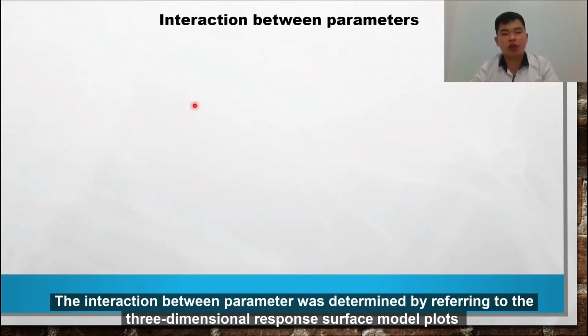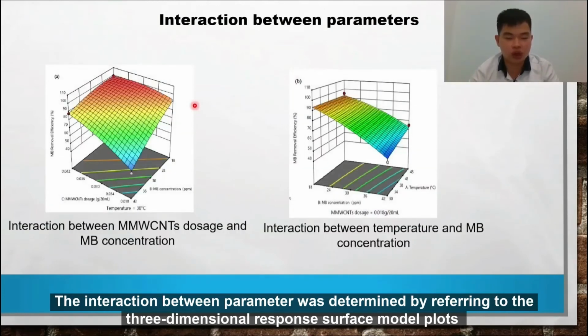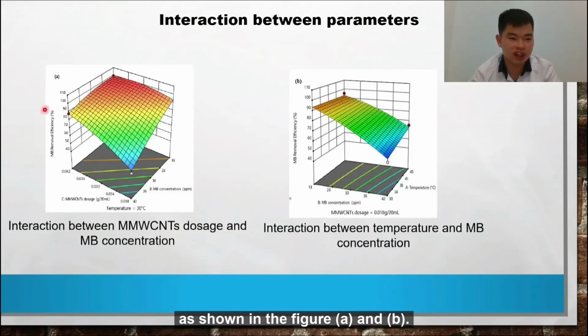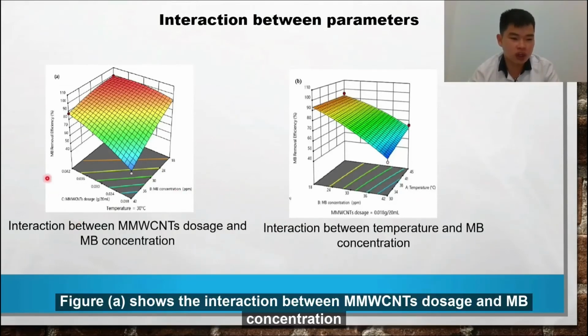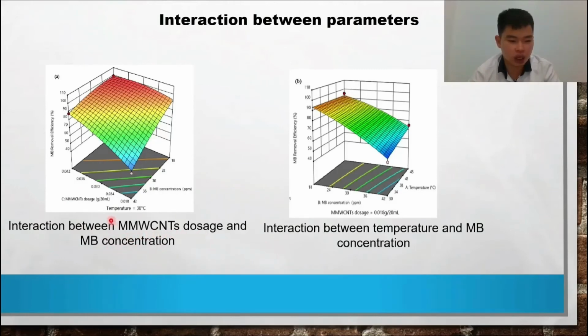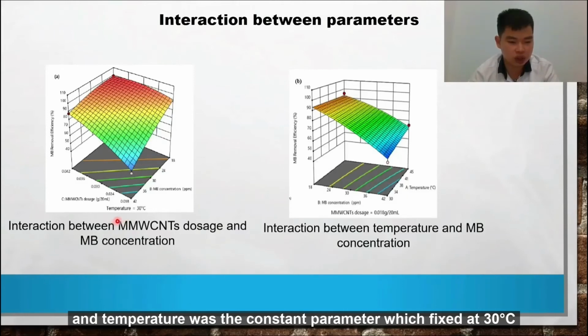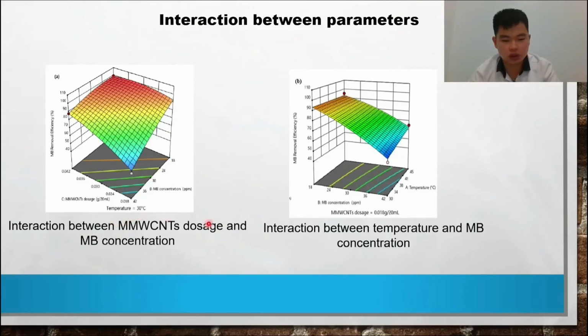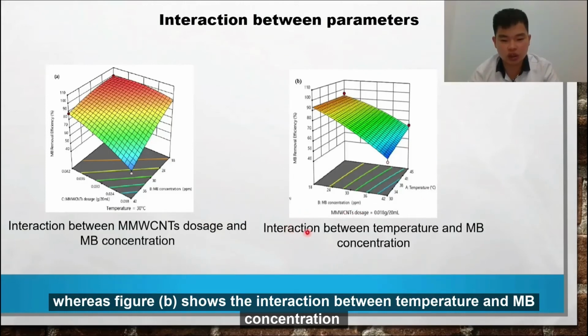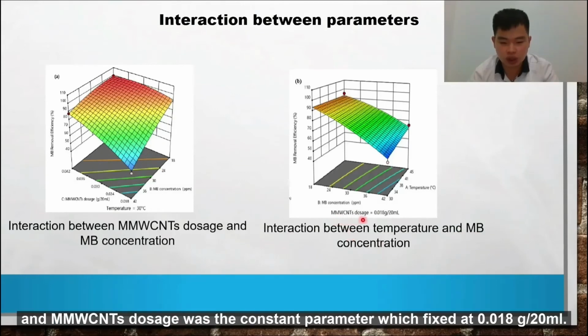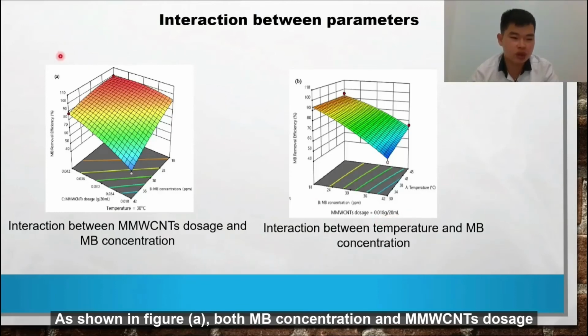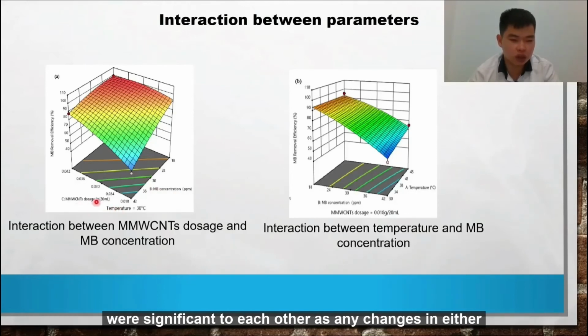The interaction between parameters was determined by referring to the three-dimensional response surface model plot as shown in figure A and figure B. Figure A shows the interaction between magnetic multi-wall carbon nanotube dosage and methylene blue concentration, and temperature was the constant parameter fixed at 30 degrees Celsius, whereas figure B shows the interaction between temperature and methylene blue concentration, and magnetic multi-wall carbon nanotube dosage was the constant parameter fixed at 0.018 gram per 20 ml.